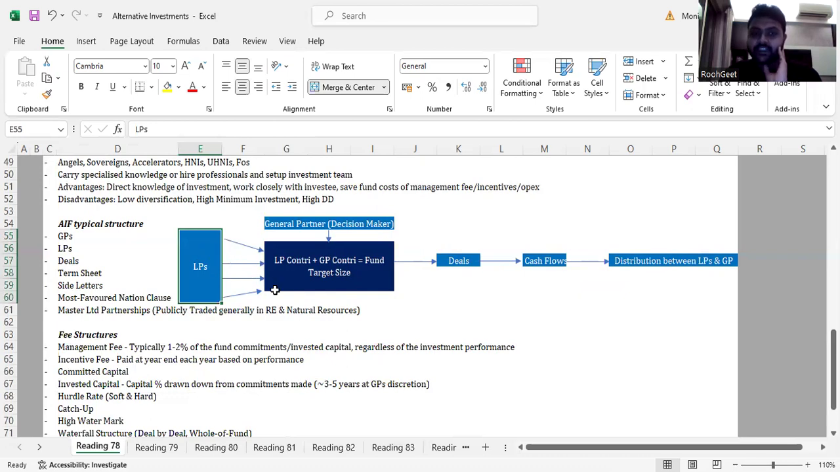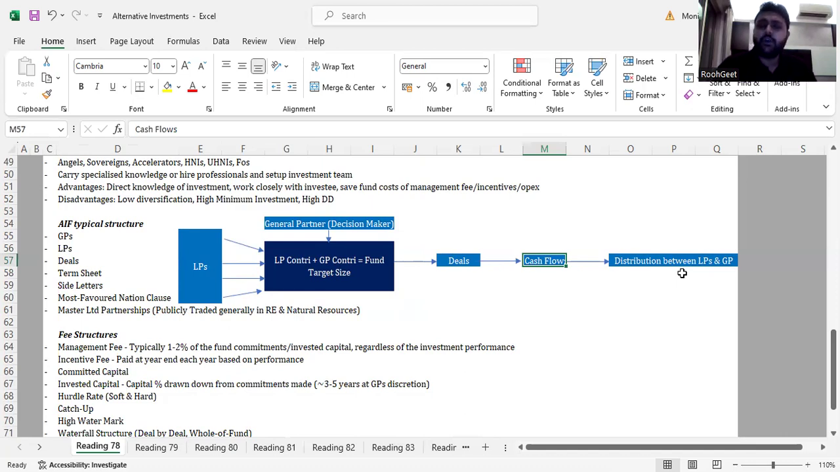LPs collectively invest money into the fund. The general partner is the person who looks at the investments. So LP and GP contribute together. Do you remember the GP's contribution? Sponsor commitment is the GP contribution. So LP plus GP contribution becomes the target fund size. They invest in deals, which in turn generate cash flow, which in turn will be distributed back to the LPs and the GPs, right?